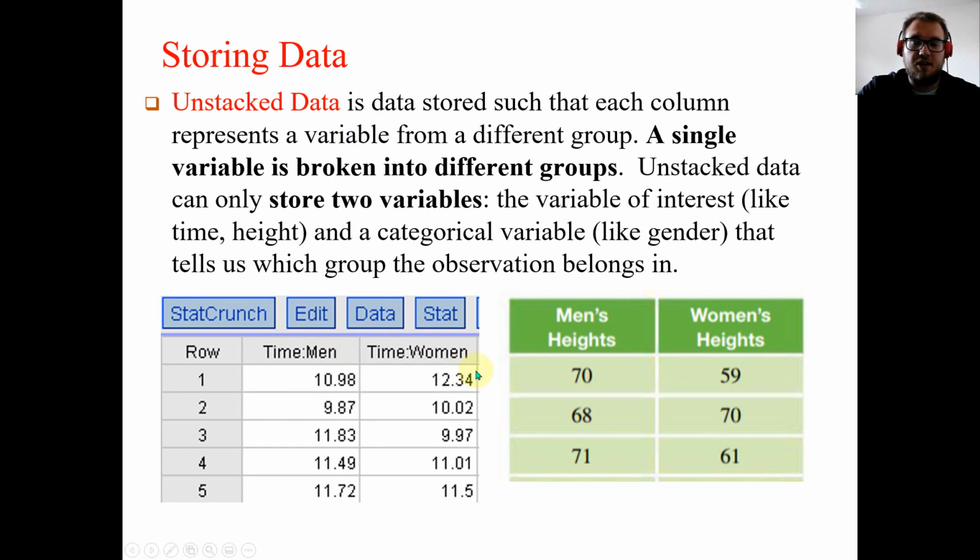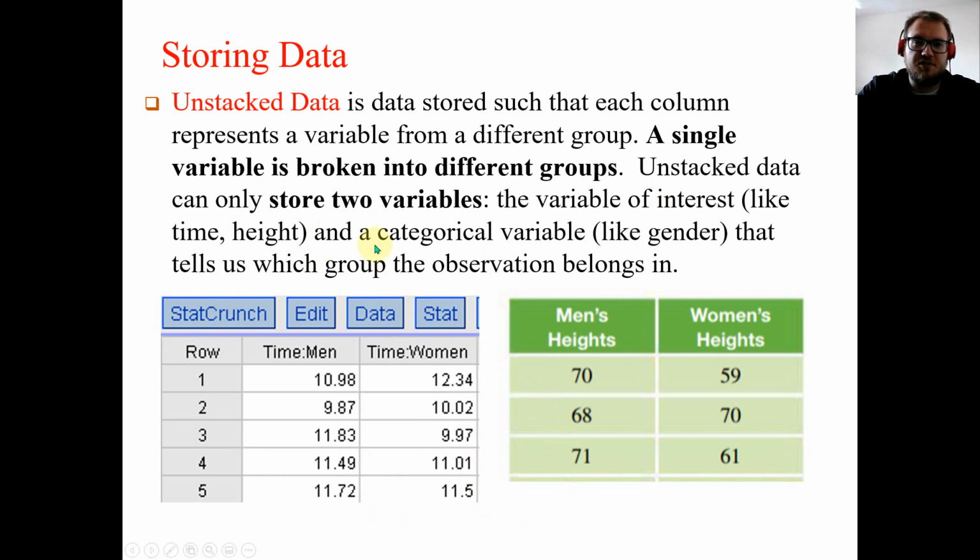While unstacked data, you can separate from stacked data, which you'll see down here below. So it's data stored such that each column represents a variable from a different group. So a single variable is broken into different groups, and unstacked data can only store 2 variables: the variable of interest, like time or height, and a categorical variable, like gender, that tells us which group the observation belongs in.